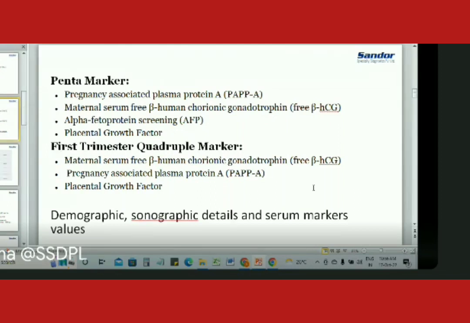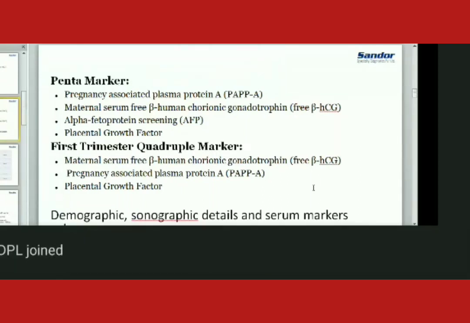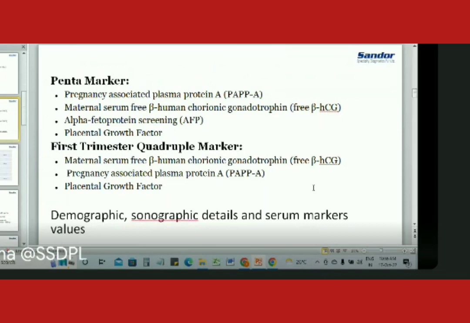So that's the reason I have given this screen. Just look at the screen: demographic and sonographic details. So what are these demographic and sonographic details? Can anybody say?